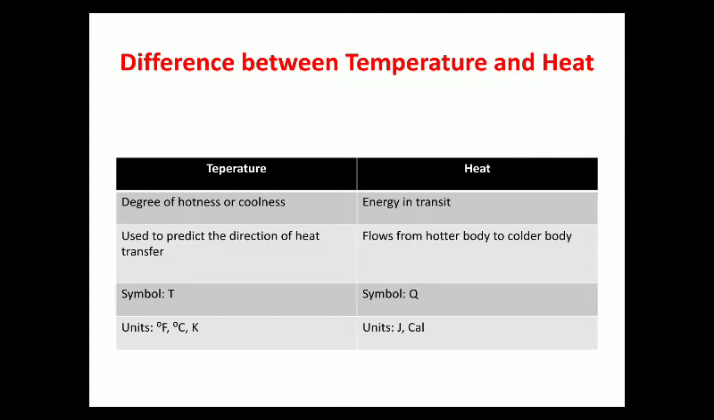The symbol used for temperature is capital T. The symbol used for heat is capital Q. The units of temperature are degrees Fahrenheit, degrees Celsius, or Kelvin, whereas the units of heat measurement are joules, kilojoules, calories, kilocalories.